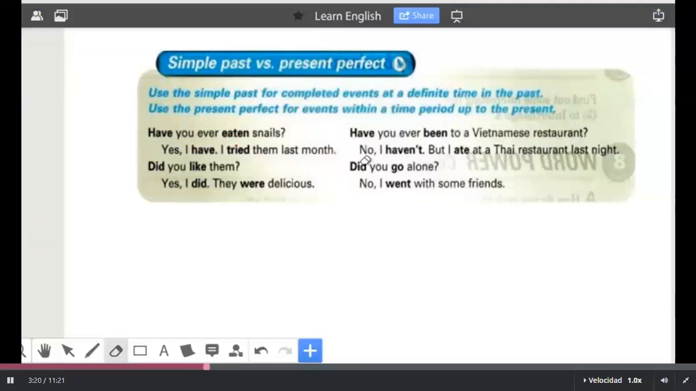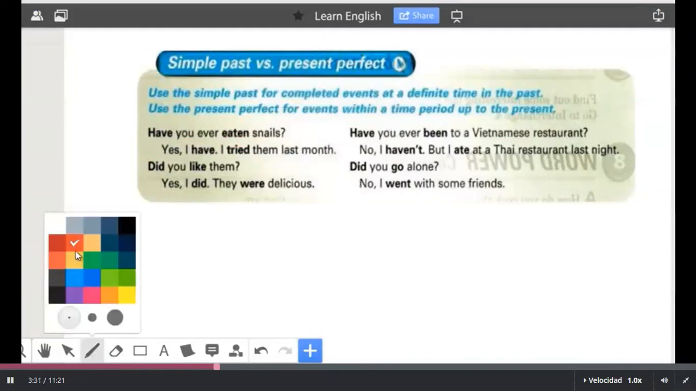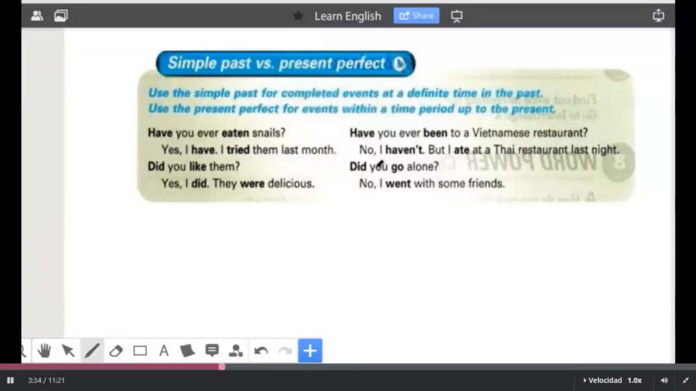And so we do the same thing towards the right side of this chart. Have you ever been to a Vietnamese restaurant? We start off the question using the present perfect. And then you give either a positive or a negative answer. And in this case, it happens to be a negative answer. No, I haven't. And then you might give more information. But I ate at a Thai restaurant last night, right? And then the next questions that follow here are in the simple past. Did you go alone? No, I went with some friends.